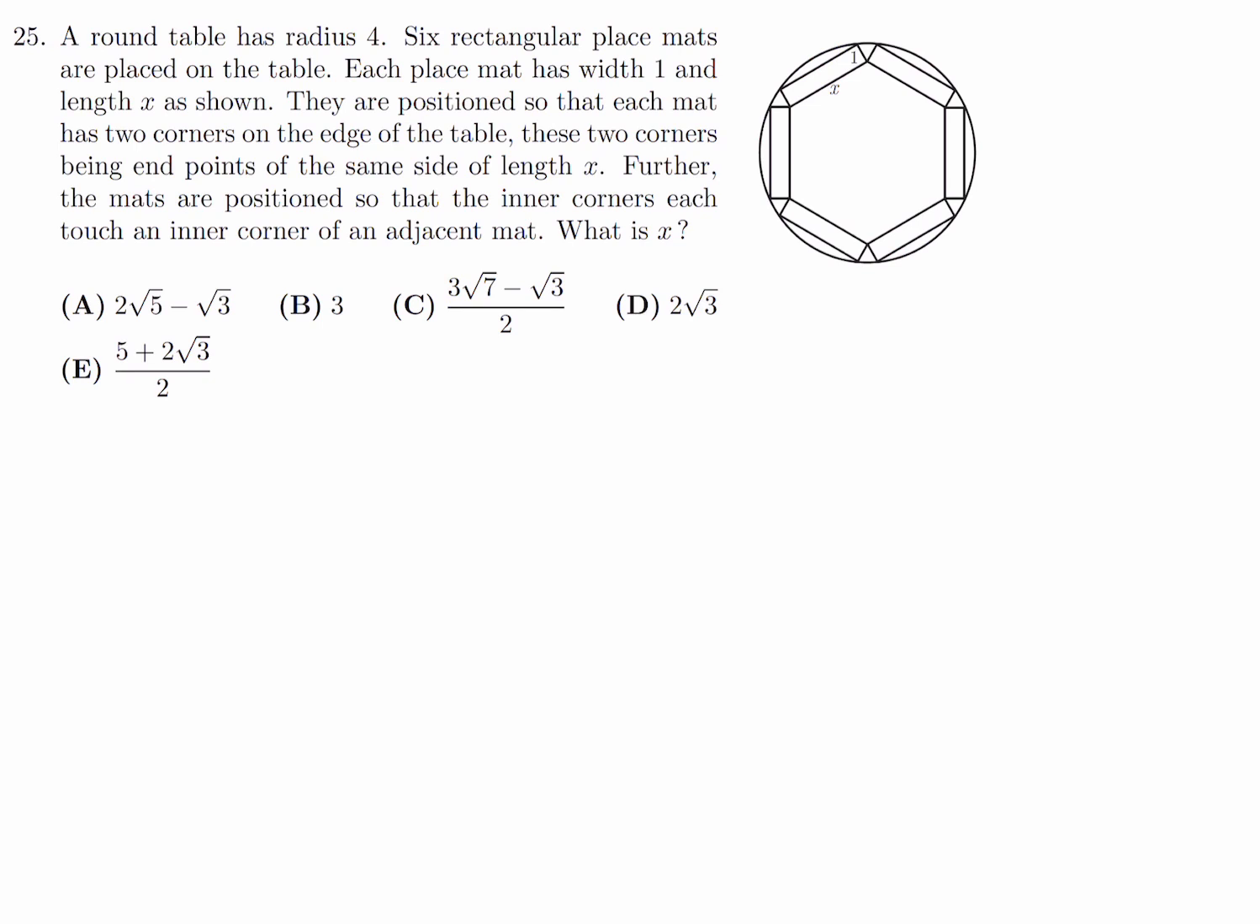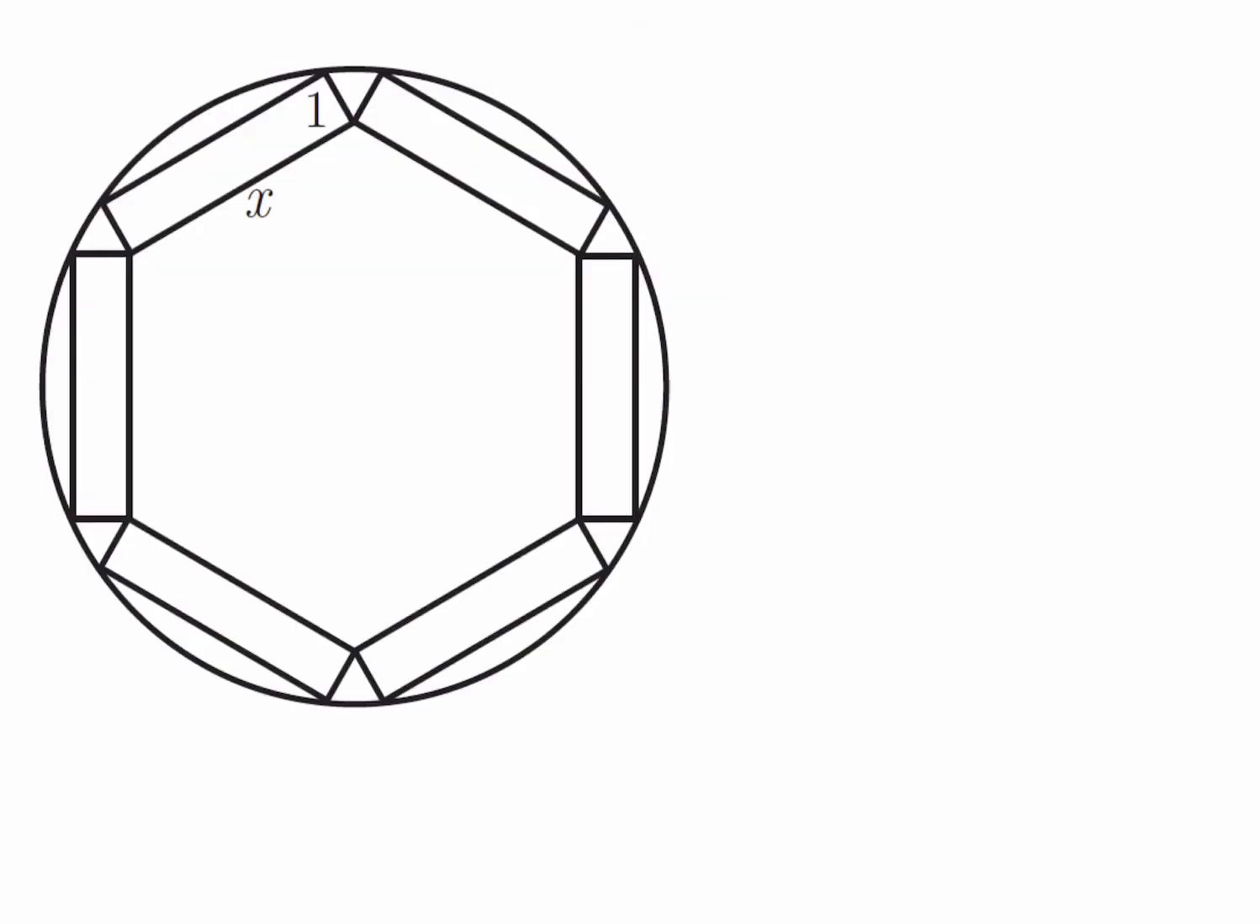A round table has a radius of 4. 6 rectangular placemats are placed on the table. Each placemat has a width of 1 and length x as shown. They are positioned so that each mat has 2 corners on the edge of the table, these 2 corners being endpoints of the same side of length x. Further, the mats are positioned so that the inner corners each touch an inner corner of an adjacent mat. What is x?